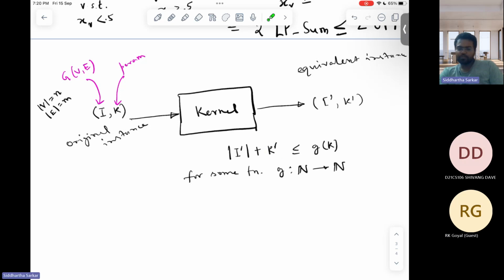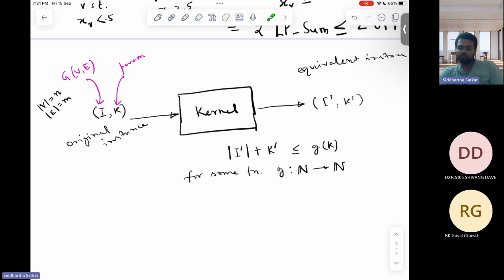So, whichever is the dominating term, I don't know if k dash dominates I dash. If k dash is much larger than I dash, then we probably cannot simply write I dash is less than or equal to g(k). But in any case, this k dash is going to be smaller than I dash, because the question is whether there exists a vertex cover of the size less than or equal to this, which would definitely be less than the number of vertices of the given graph.